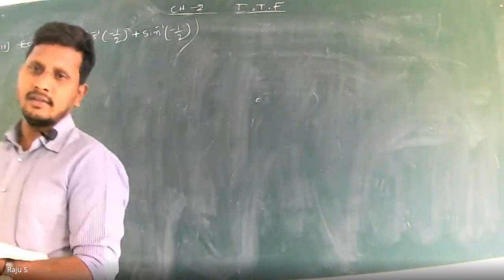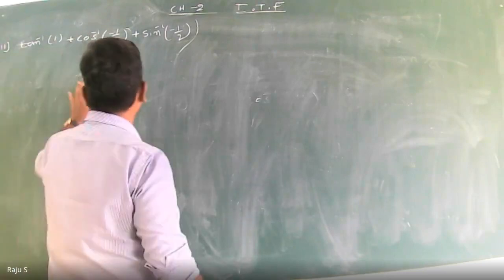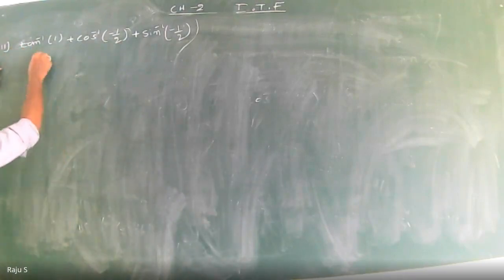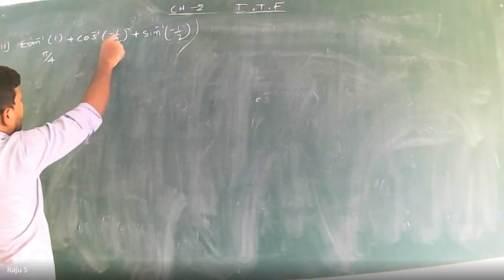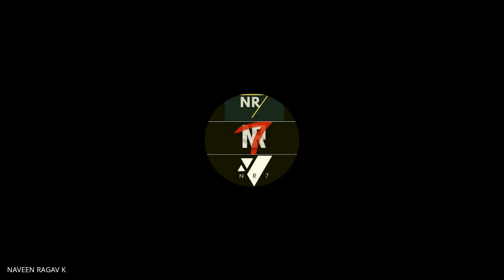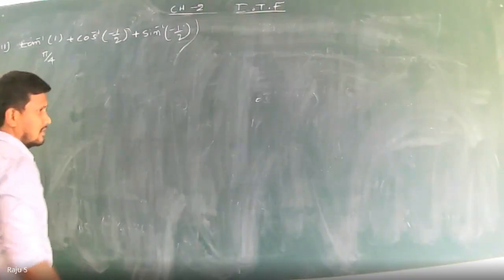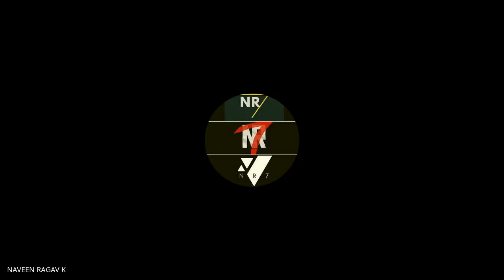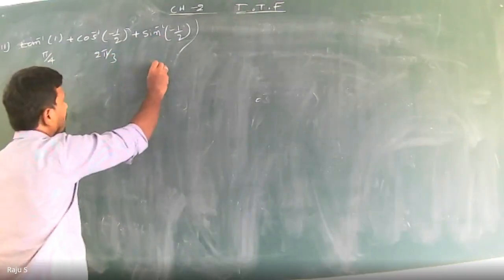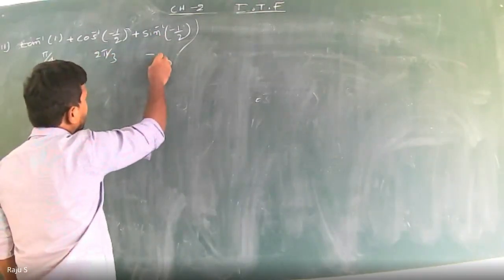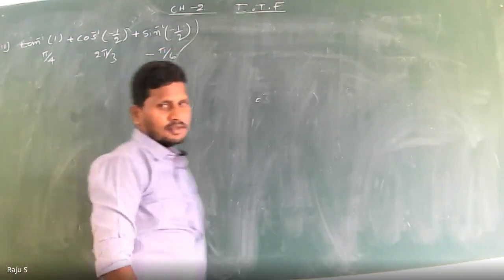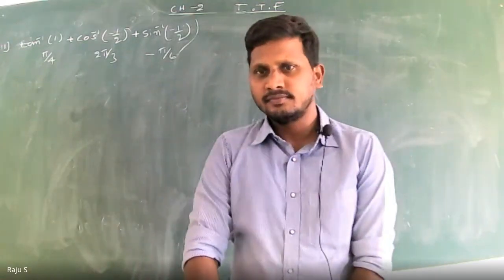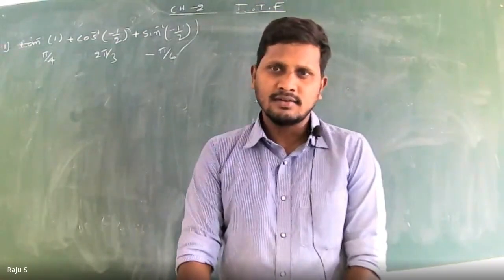So how to do it in NCERT? We can say directly in an objective question. For example, if it is an objective question, clearly the answer here is pi by 4. What about this? The 2 pi by 3, we have just done that. And this is minus pi by 6. So this is the answer directly if it is objective.